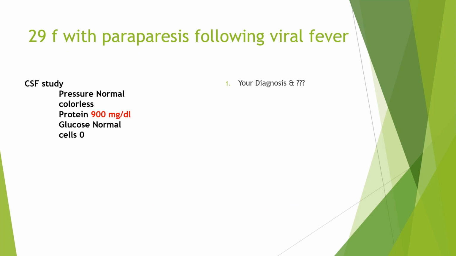We have a 29-year-old female with paraparesis following viral fever, and this CSF study shows pressure is normal, colorless fluid, protein is very high at 900, glucose is normal, and there are no cells. This is the classical presentation of Guillain-Barré syndrome, infective polyneuritis, acute presentation. If the duration of the illness is less than 4 weeks, then you call it Guillain-Barré syndrome or acute infective polyneuritis, and if it exceeds 4 weeks, we call it CIDP. The treatment is plasmapheresis or IV immunoglobulins.